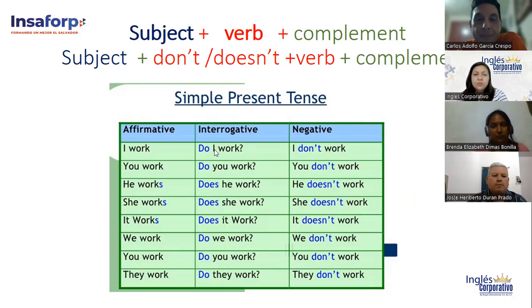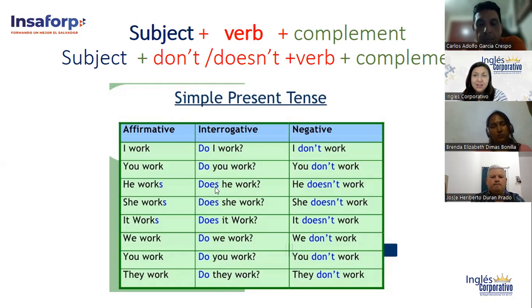Okay, thank you. The interrogative form: Do I work? Do you work? Does he work? Does she work? Does it work? Do we work? Do you work? Do they work? Exactly. Trabajo. Tú trabajas. Él trabaja. Ella trabaja. ¿Esto trabaja o funciona? ¿Trabajamos? ¿Ustedes trabajan? ¿Ellos trabajan?